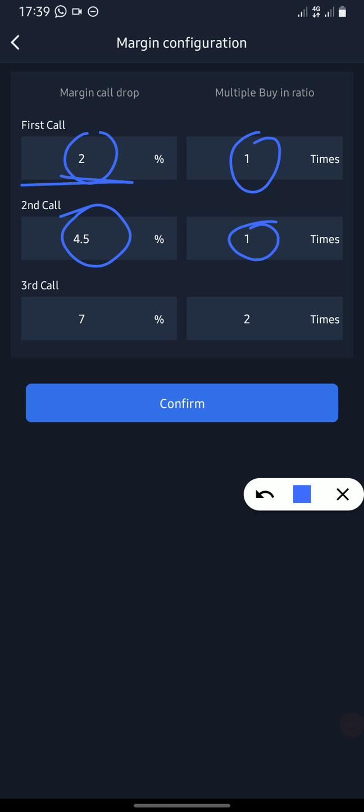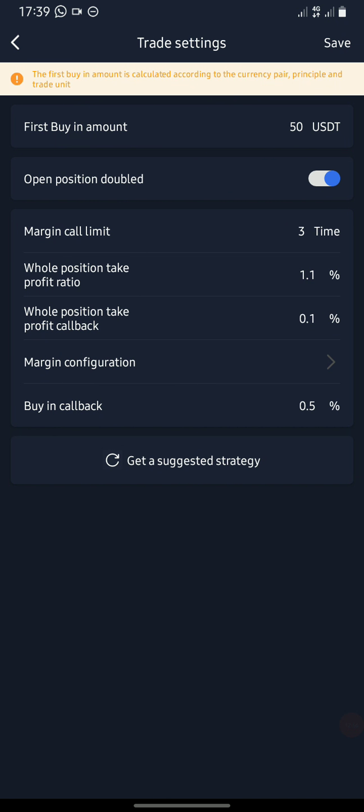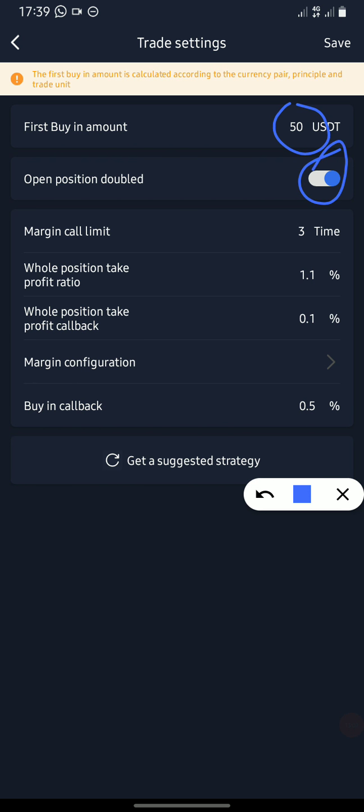All right. And this is 100 from 7% drop from first call. From second call. Is that right? So in total now, I'll be spending 100 here plus 50, that's 150, plus 50, that's 200, plus 100, because remember this is 50, but when you open position double, it means it will only buy your entry price double 2 times. Multiply whatever you have here times 2. That is the meaning of this button.